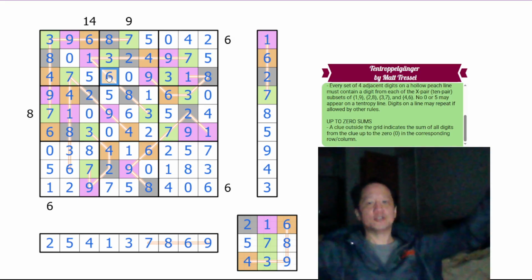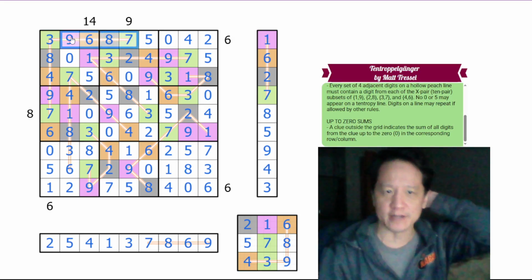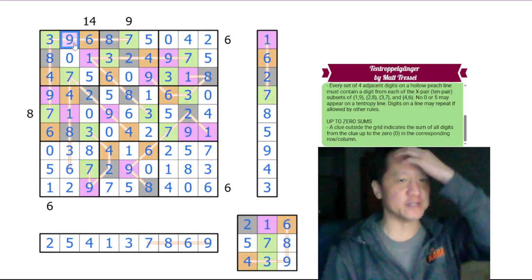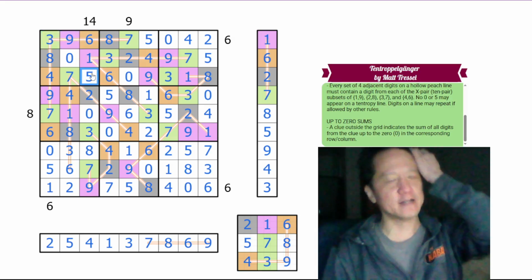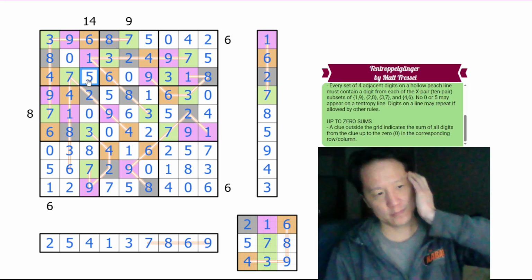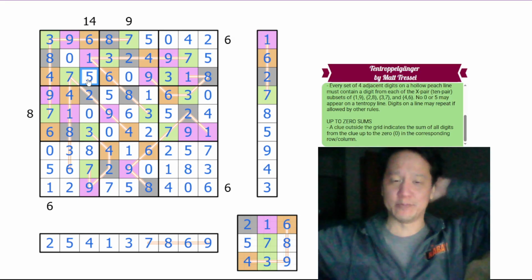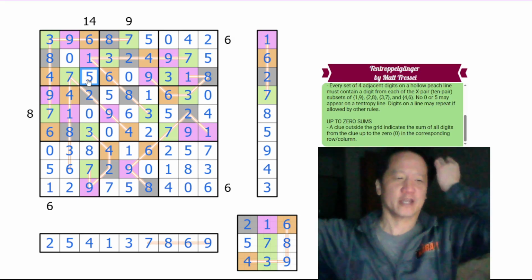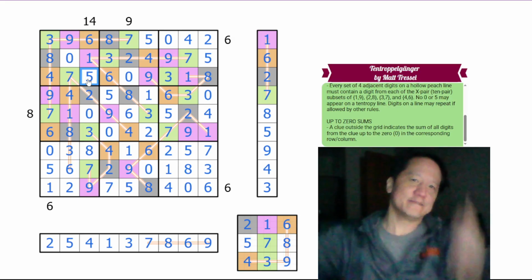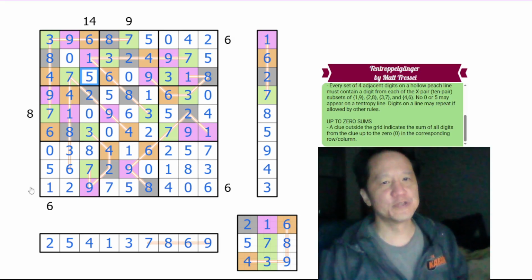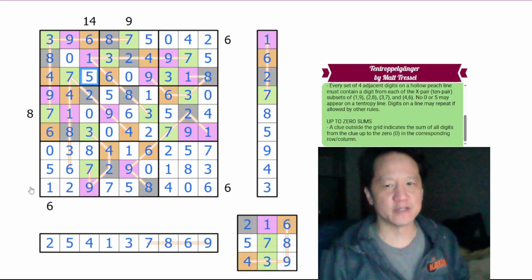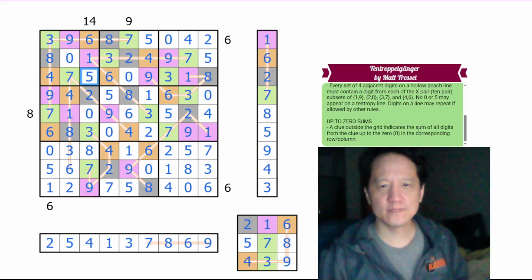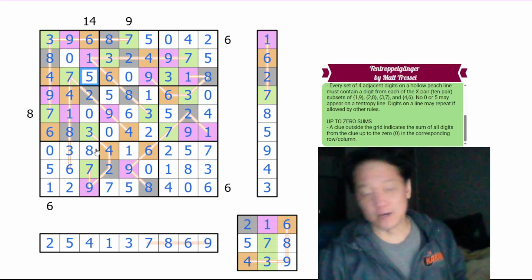I really enjoyed this. This was a lot of fun, especially with the Tentropy restrictions and figuring out what these could be, right? Yeah, it worked very well with the Doppelganger set. So that was a very interesting take on that with the Doppelgangers in the Tentropy lines. Yeah, overall, really nice puzzle.